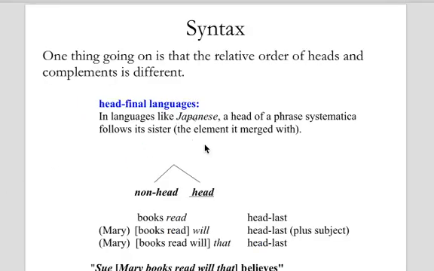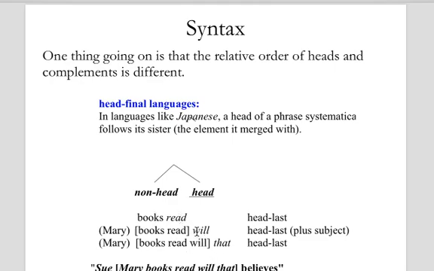In head final languages, on the other hand, the head of a phrase systematically follows its complement, or the element that it merges with in the syntax. So here, you're going to find the non-head first and the head last. This is basically how Japanese works, again, ignoring subjects. That's why this is over in parentheses over here. Right? So verb phrase, head, read, complement, books. Complement precedes the head, head final.